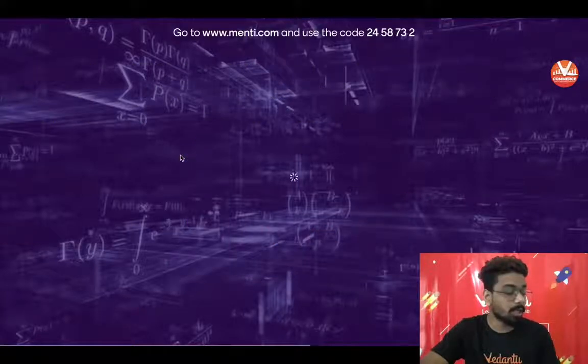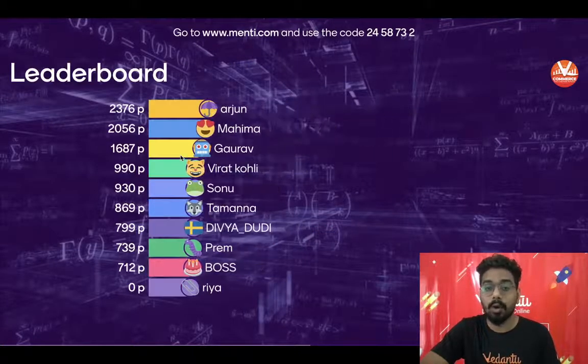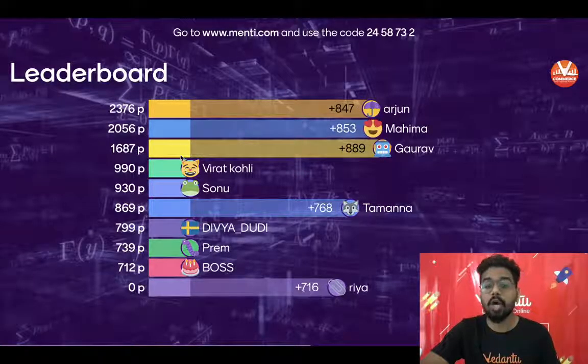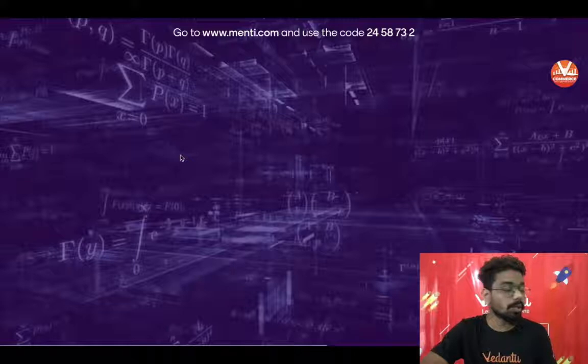Let's do question number 6 on the screen. I hope the question is very clear. So Arjun, Mahima, Gaurav, Tamanna and Riya have got the point in this question. Next question on the screen.